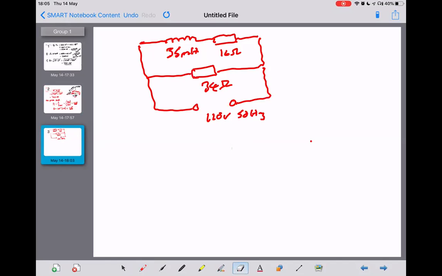Calculate the reactance of the inductor, the total impedance of the circuit in polar form, the total current flowing in polar form, and the power factor of the circuit. So there's question 2. How would you go about doing it, Warren?